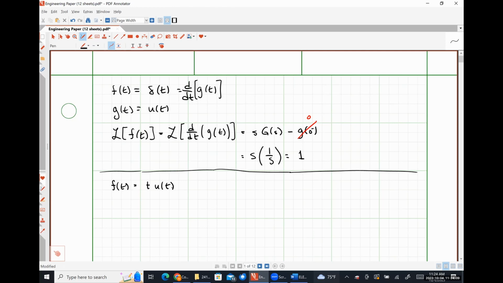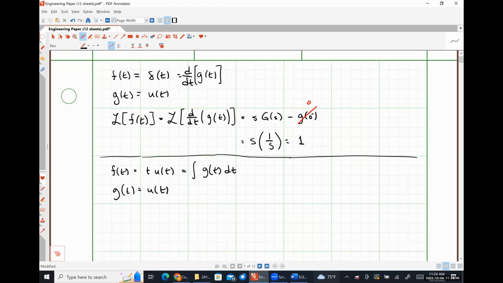How can we tie this thing back to stuff that we already know about? Well, I would argue, hopefully it's fairly obvious, that the ramp function is the integral of the unit step function, right? So if we integrate 1 dt, we're going to get t. And since it only exists from 0 all the way out to infinity, it's going to look like t times u of t. So f of t is the integral of g of t dt.